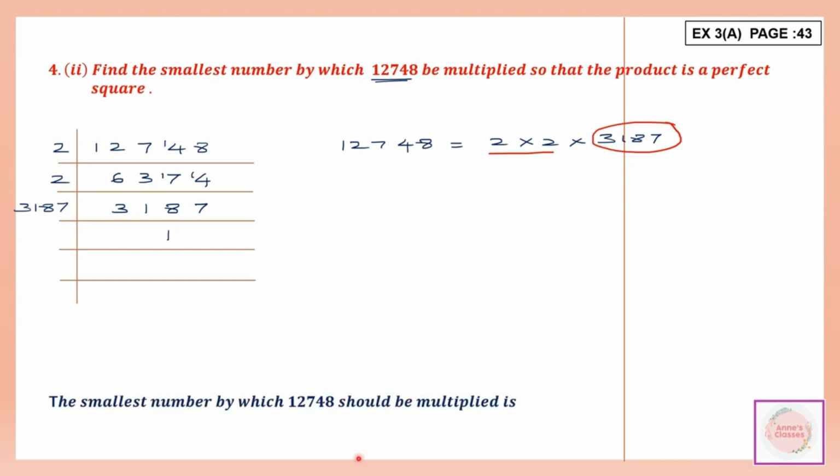So we have our answer. The smallest number by which 12,748 should be multiplied is 3,187. So this is our answer.